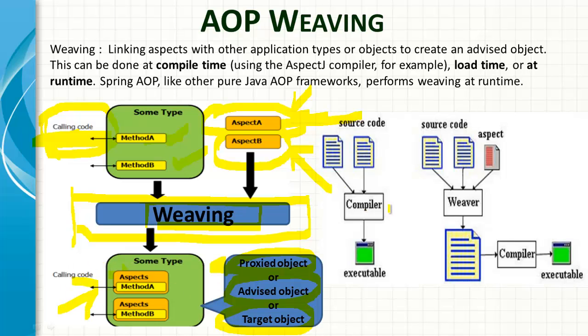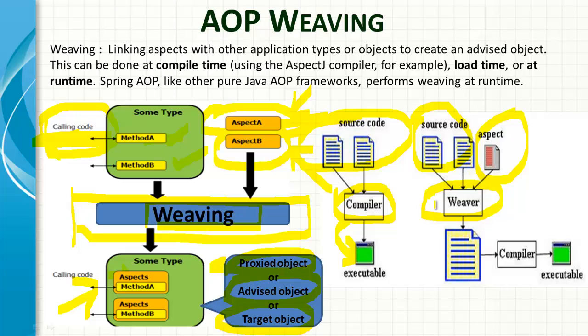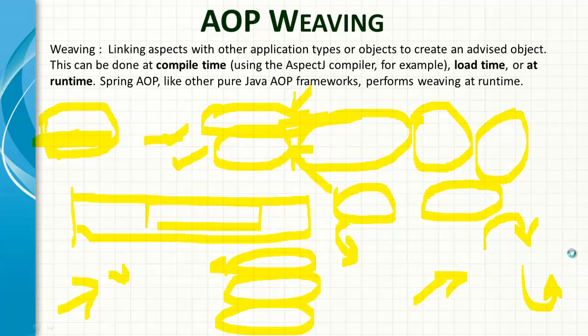When they are weaved, they look like this. Another example is, this is your source code, you give it to the compiler, you get the executable. But now you have source code, you have aspect, you weave them together, you get the weaved class, you give it to the compiler, which ultimately gives you the executable. That's how it looks. So that's what AOP weaving is. It's the weaving of two aspects.